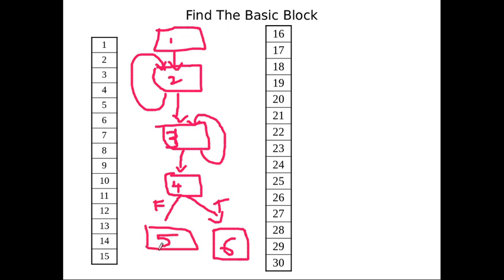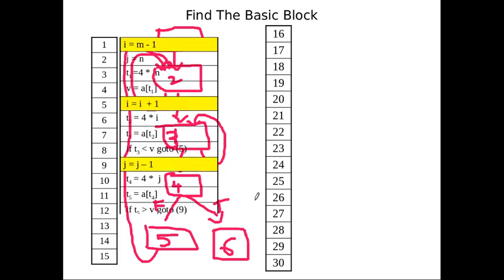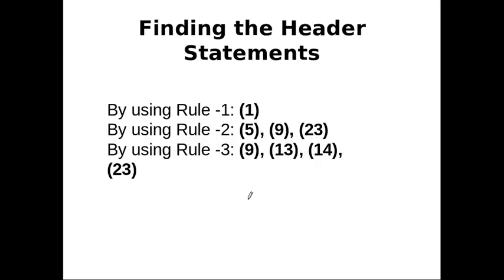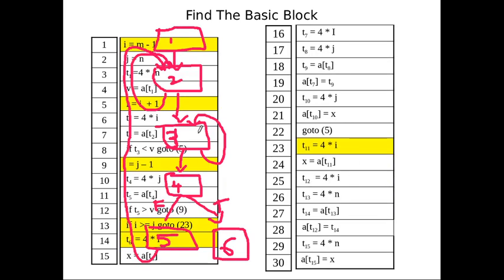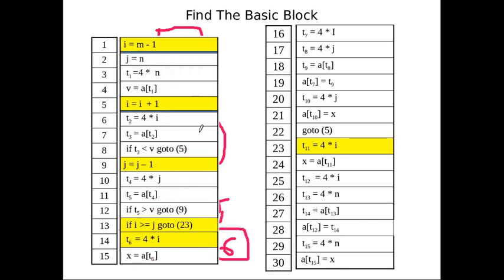What is the last statement for block 5? Go to 5. Go to 5 in the sense basic block 2. Okay. And what is the last statement of block 6? It is not any target. So that's why it is the flow graph. It is the flow graph of our basic blocks. Finally we are getting this.